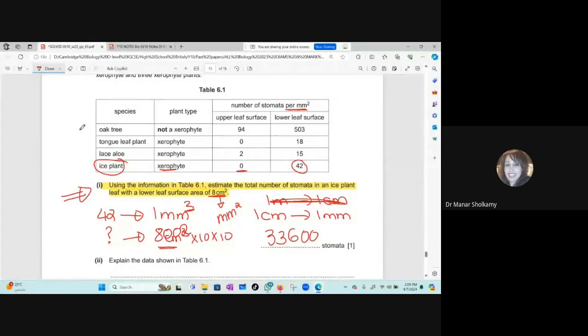In the xerophytes, why do they have less stomata in the upper surface and more stomata in the lower surface? I think it's obvious that there is always more stomata in the lower surface of the leaf than the upper surface. Why? Give any two reasons. Give me an answer.